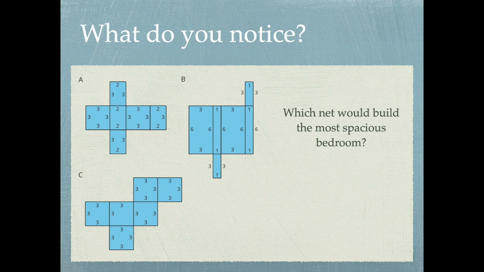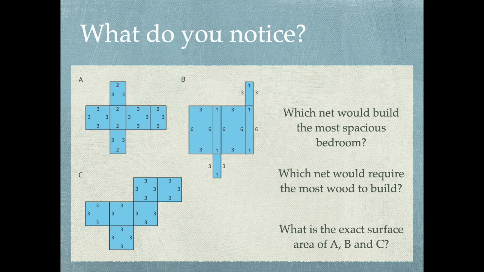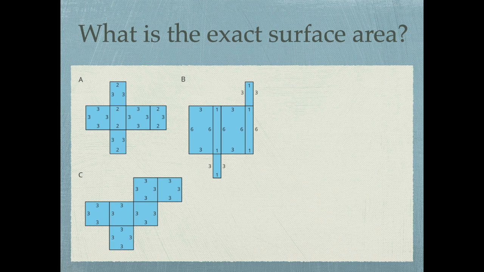Can you pause the video for a second and think about if you folded it, which one would be a bedroom? You might have to turn it around in your head. Maybe you're going to ask yourself, which one would take the most wood to build? But let's get on with the exact surface area of B and C. On A, the first thing I know is that there's 6 different faces. 2 of them are squares and the rest are rectangles.